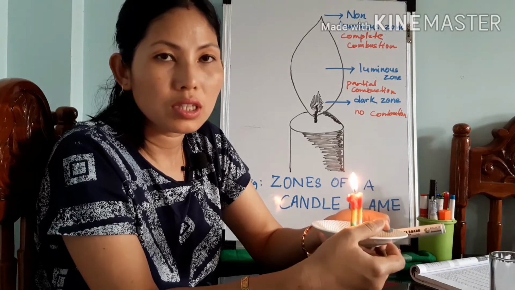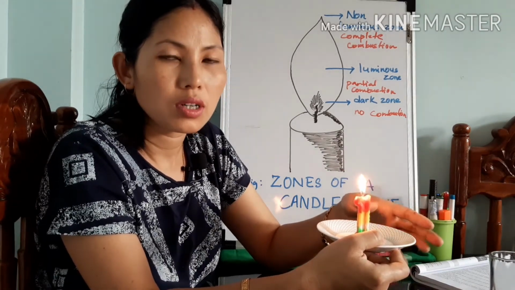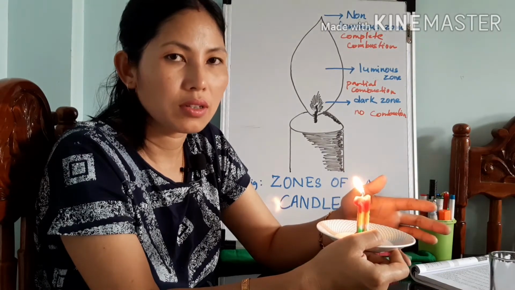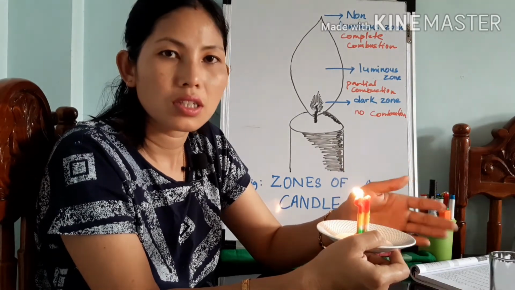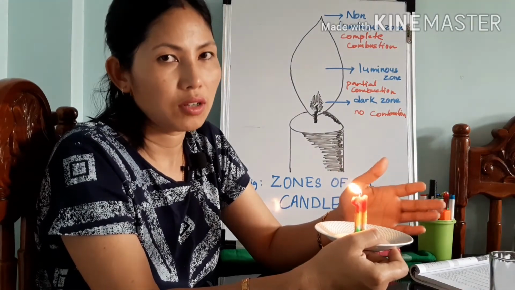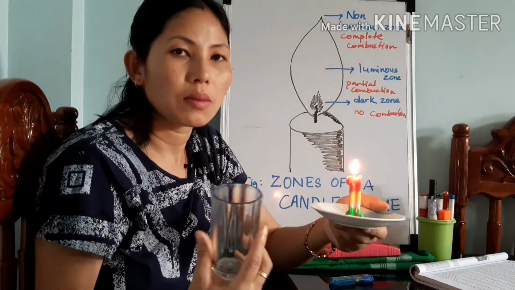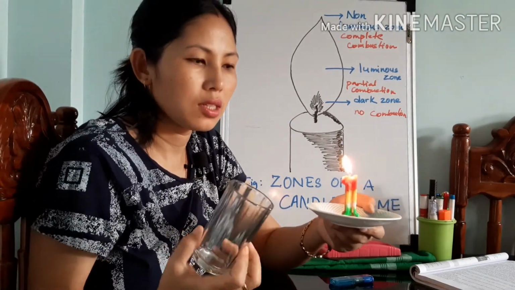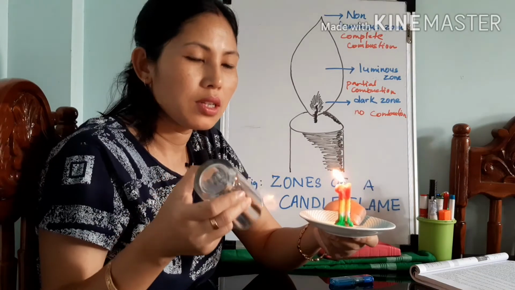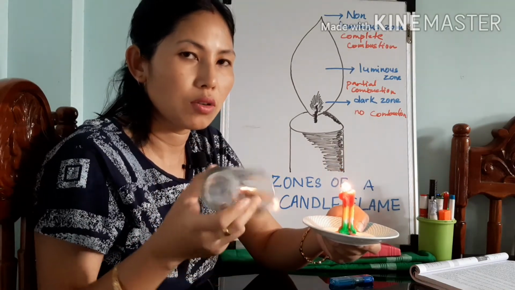Now we will also see in the same activity that for combustion to occur, oxygen is one of the very important factors, or oxygen is a supporter of combustion. Without oxygen supply, combustion cannot occur. I am going to show this with the help of this tumbler. It's transparent, you can see it easily. I am going to cover the candle and you will see whether it will continue to burn or it will stop.